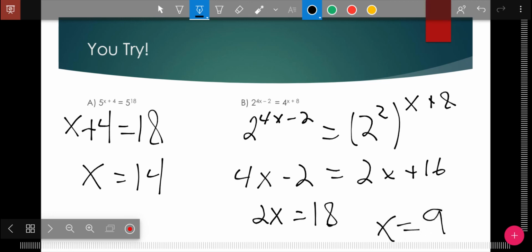So hopefully you were able to get that and figure that out.